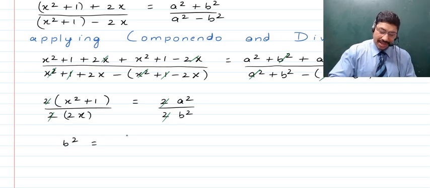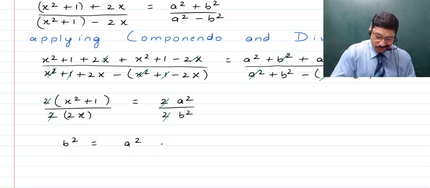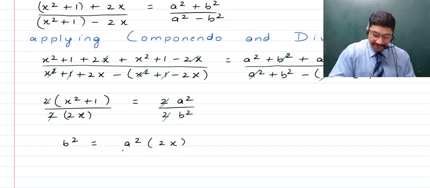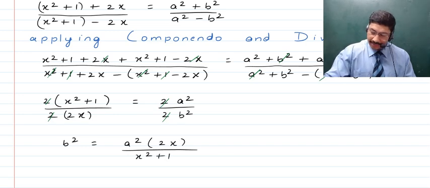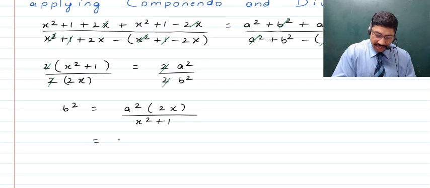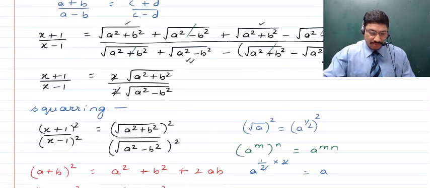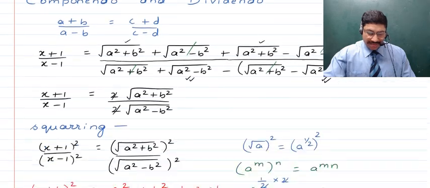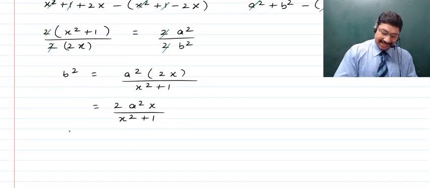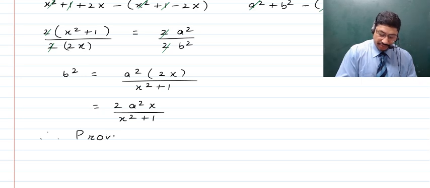As such, b square can now be written as a square times of 2x by cross multiplication, and in the denominator we have x square plus 1, and thus it can be written to be equal to 2a square x divided by x square plus 1. And let's quickly check whether this is what we require or not. 2a square x upon x square plus 1. Yes, that's perfectly the same, and therefore you can say that this stands to be proved.